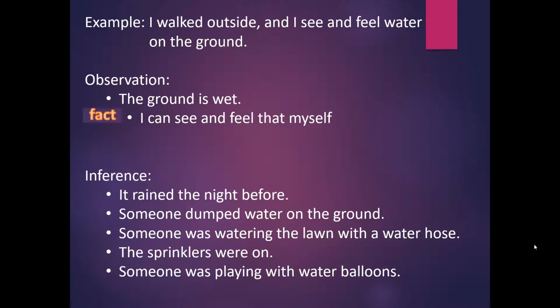So observations are facts. The ground is obviously wet. But inferences are all possibilities of how the ground got wet. Does that make sense to you? Okay, so that's just an example of the difference between the two.